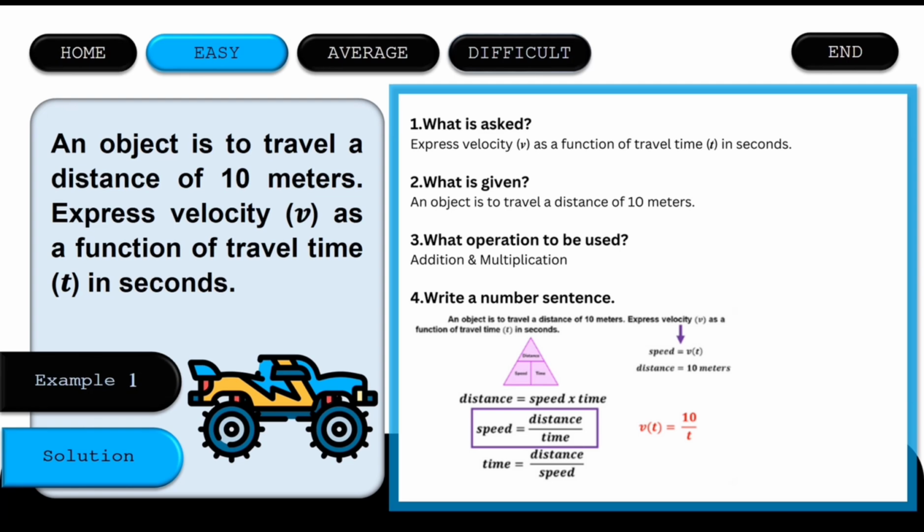Kung ating iintindihin ang problem, we have to express velocity v as a function of travel time t in seconds. Since velocity is also equivalent to speed, we have to use the formula or express it through distance divide by time. So speed, which is the velocity v, in travel time t, we have v of t. The distance is said to be 10 meters. That will be 10 over t. So ito na ang ating magiging final answer. v of t is equal to 10 over t.